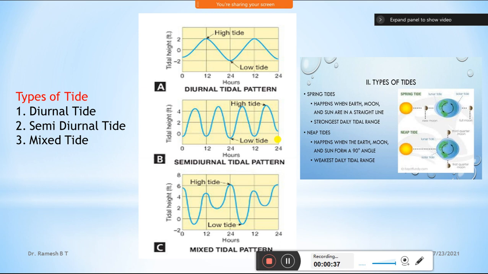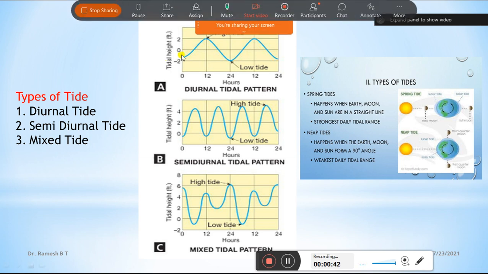The most important thing is the types of tides we also discussed. The first is diurnal tide, semi-diurnal and mixed tide. Diurnal means only one high tide and one low tide in a day. Semi-diurnal means two high tides and two low tides, and both levels are nearly the same per day. Mixed means there are two high and two low tides, but the heights are not the same. They vary in height.